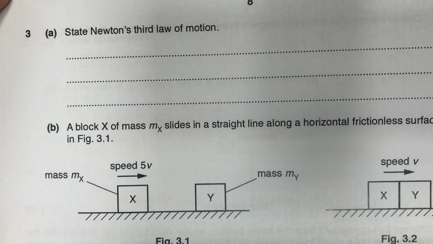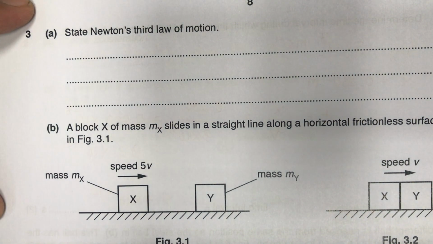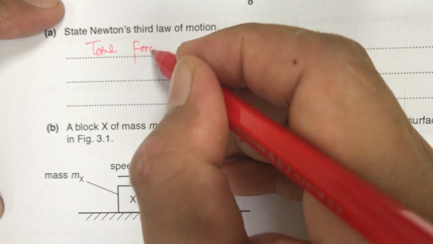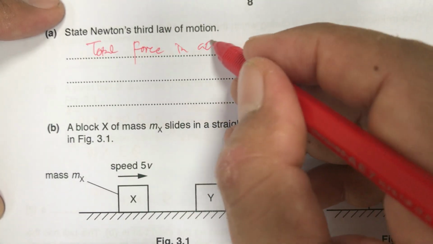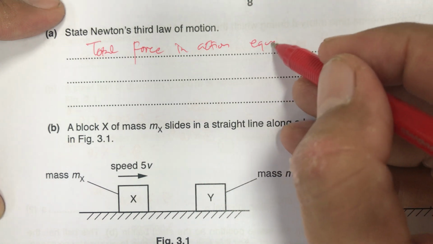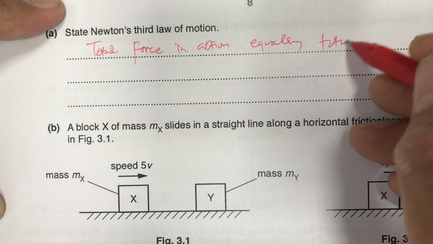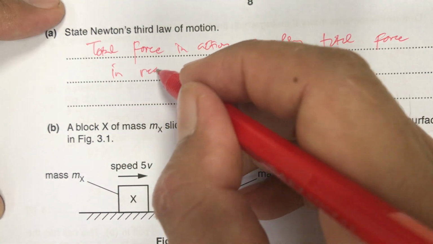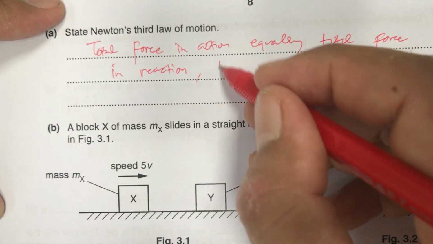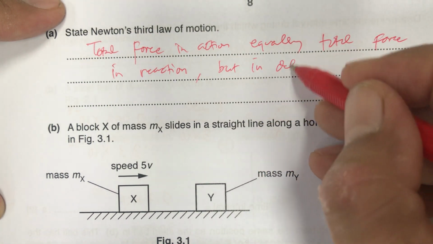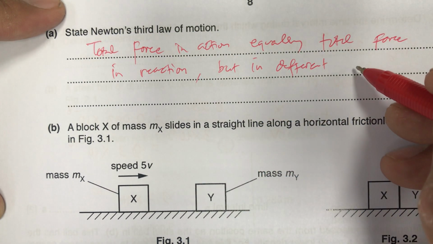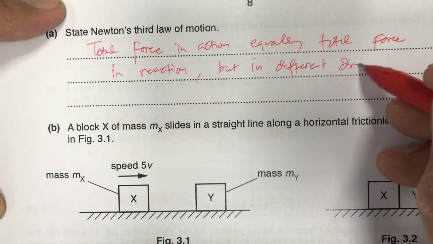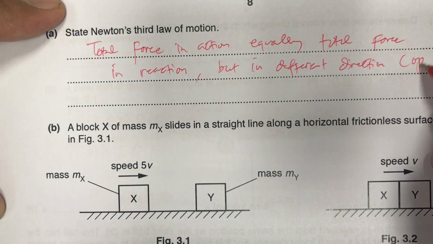Third law of motion. This is about the action and reaction. The total force in action is equal to the total force in reaction, but in a different direction, or this is opposite.